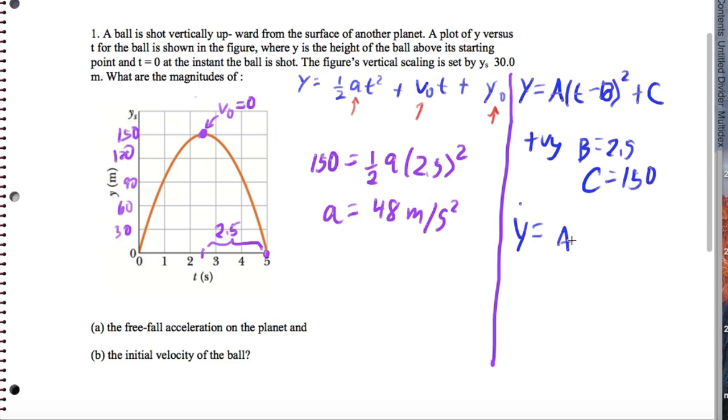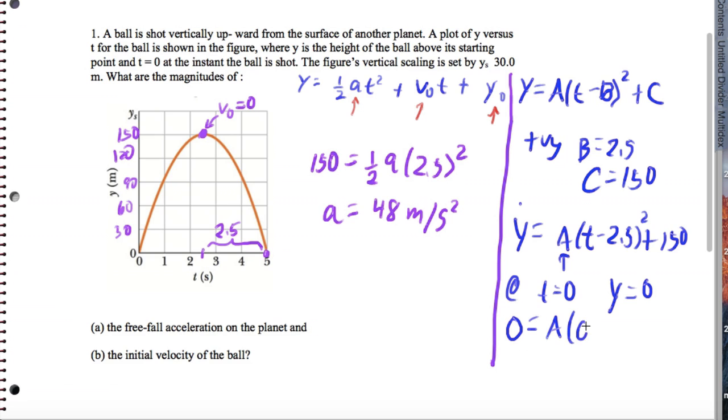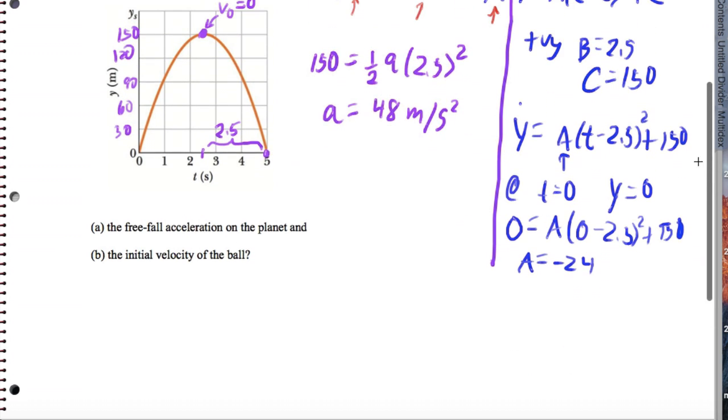So what that leaves us is an equation that looks like this: A times (t minus 2.5) squared plus 150, and then we have to figure out what A is. To do that, I'll say that at time equals 0, we know that y equals 0. So 0 equals A times (0 minus 2.5) squared plus 150. Solving for that, we end up getting that A is negative 24. So y is negative 24 times (t minus 2.5) squared plus 150.